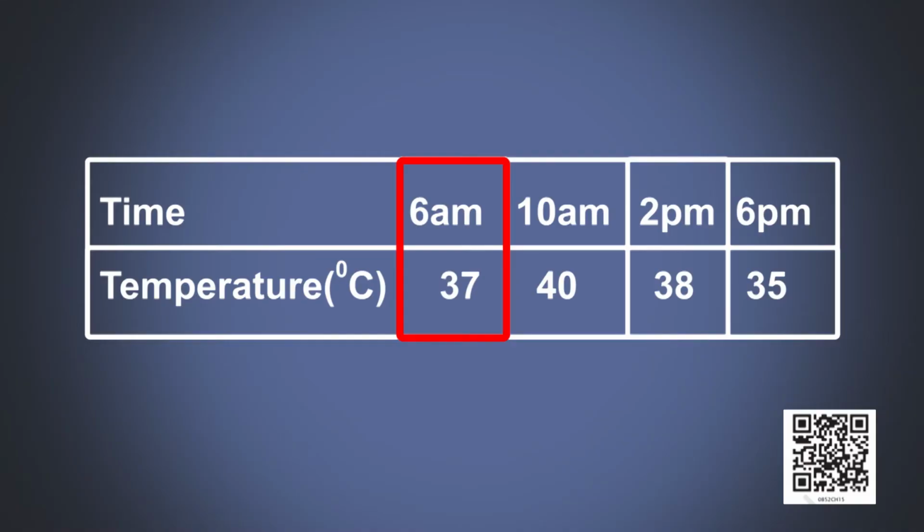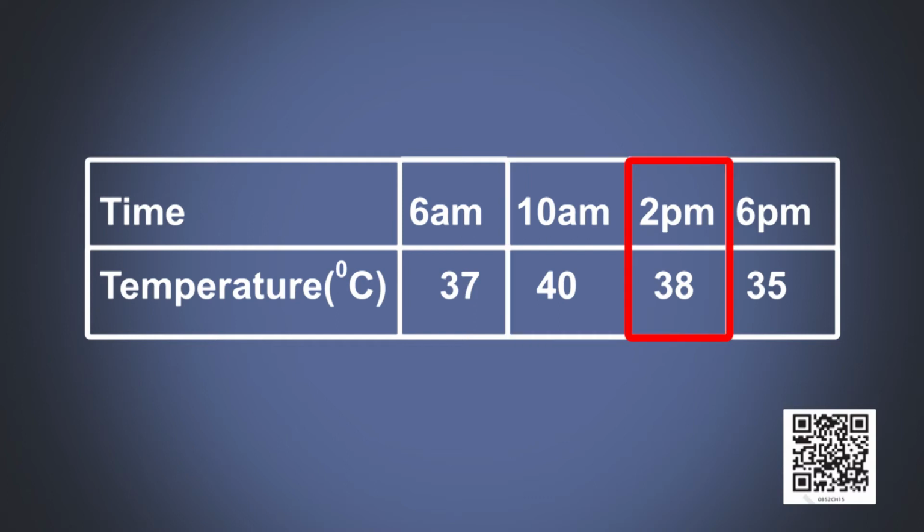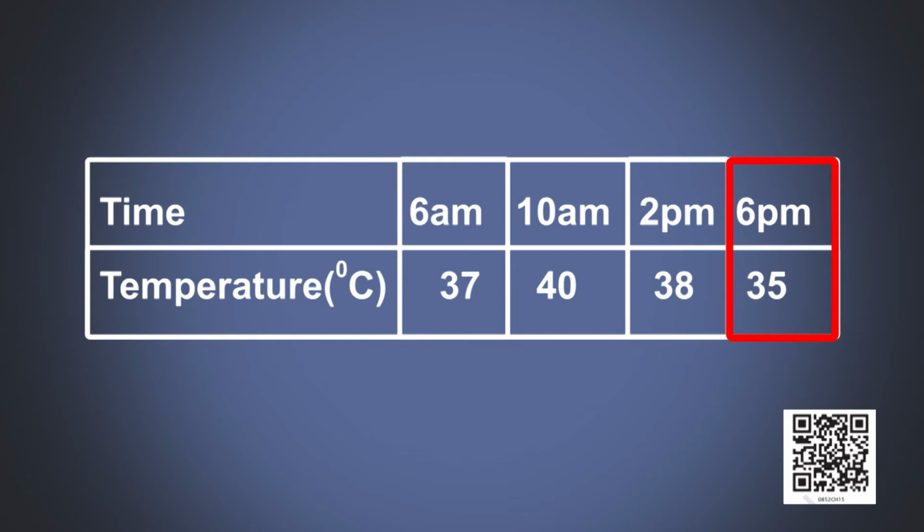Now, let me tell you an incident. Last week my friend Renu was sick, so I took her to the hospital. But the doctor told me that she has a mild fever and I need to check her body temperature every 4 hours. So, I recorded her body temperature every 4 hours and it was as follows. At 6 am it was 37 degrees, at 10 am it was 40 degrees, at 2 pm it was 38 degrees, and at 6 pm it was 35 degrees.